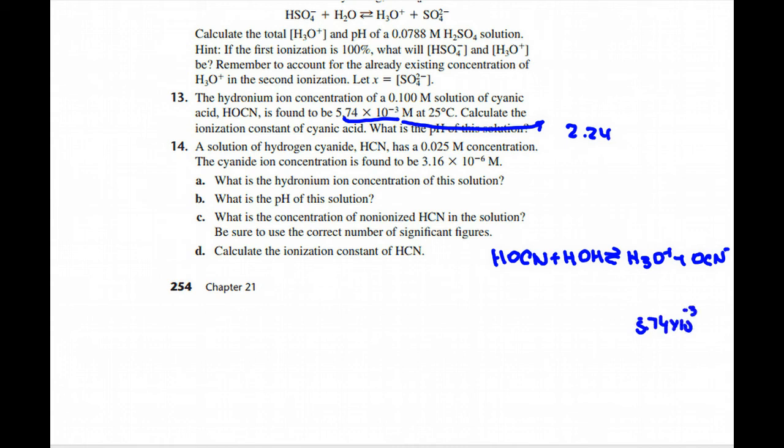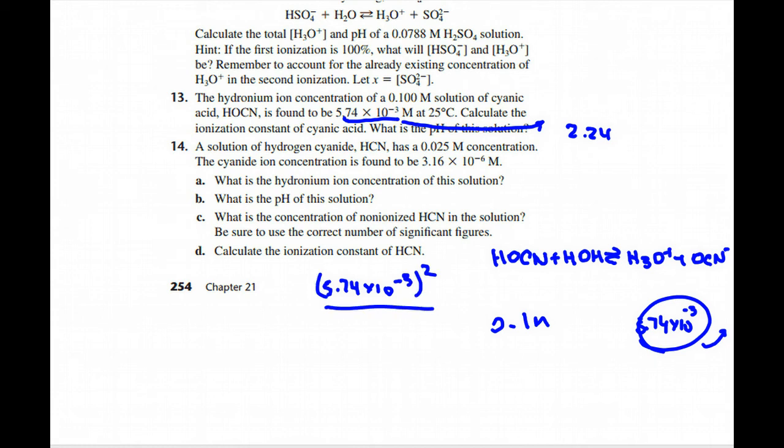3. Well, that's also going to be the same thing here. And then this we have as 0.1 molar. So let's plug that in and figure out what the Ka is. So we have 5.74 times 10 to the negative 3 squared, because you have both of them, and then divided by 0.1 molar. And we should get a Ka value of 3.3 times 10 to the negative 4.